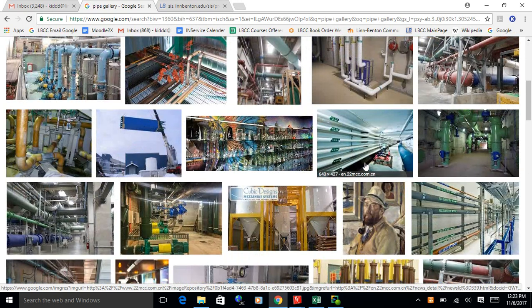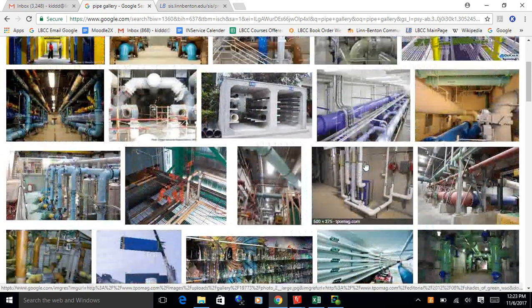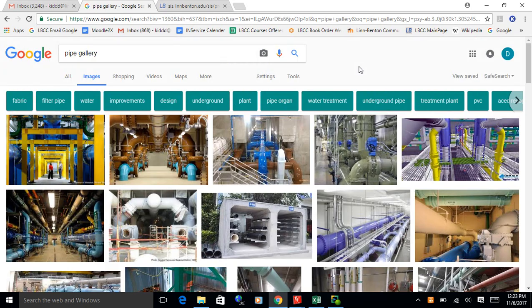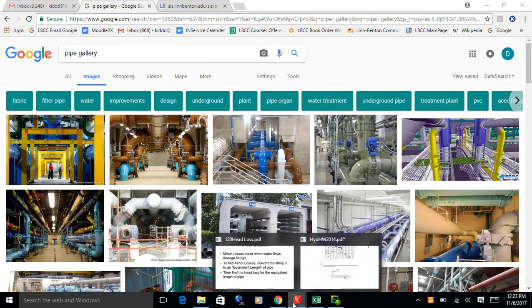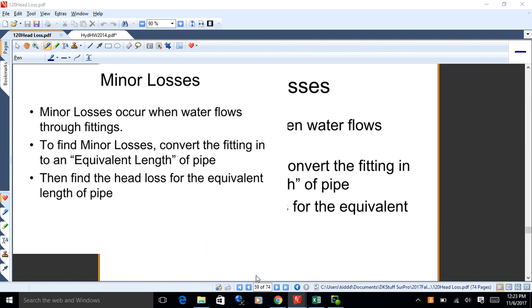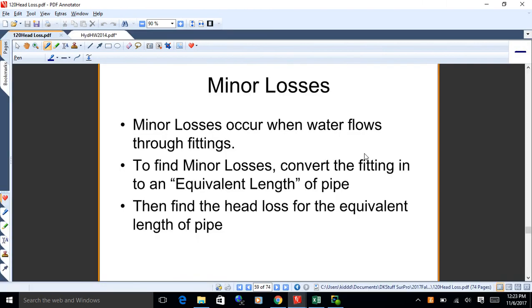All right, and so that's something to understand, that head loss occurs when you make the flow change direction or you constrict it or do something like that. So we want to have a way to account for that, okay? And those are called minor losses, even though they sometimes can be quite major, you might say. So minor losses occur when water flows through fittings.